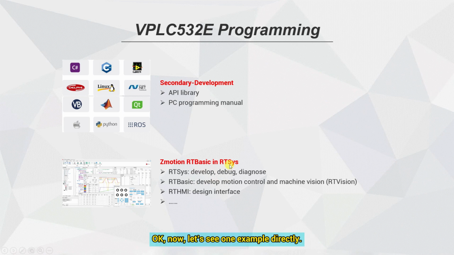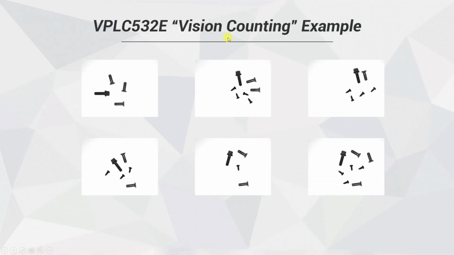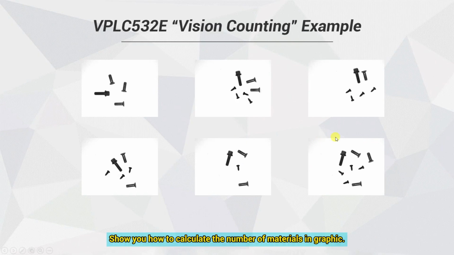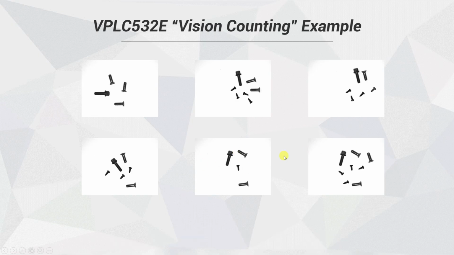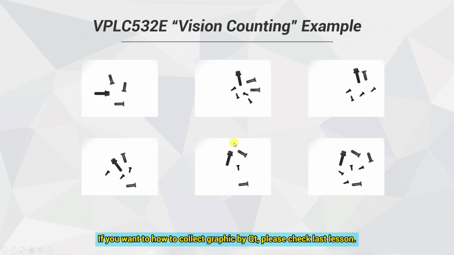Okay, now, let's see one example directly. These are 6 graphics collected in advance. I'll show you how to calculate the number of materials in the graphic. If you want to know how to collect graphics by Qt, please check the last lesson.